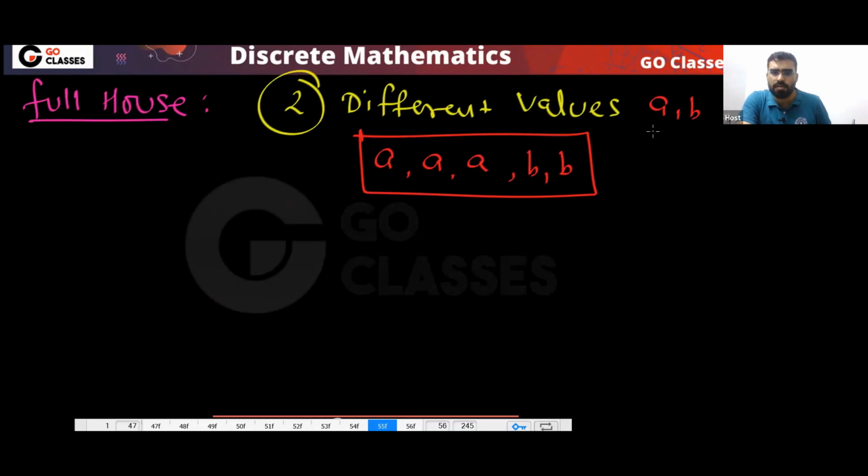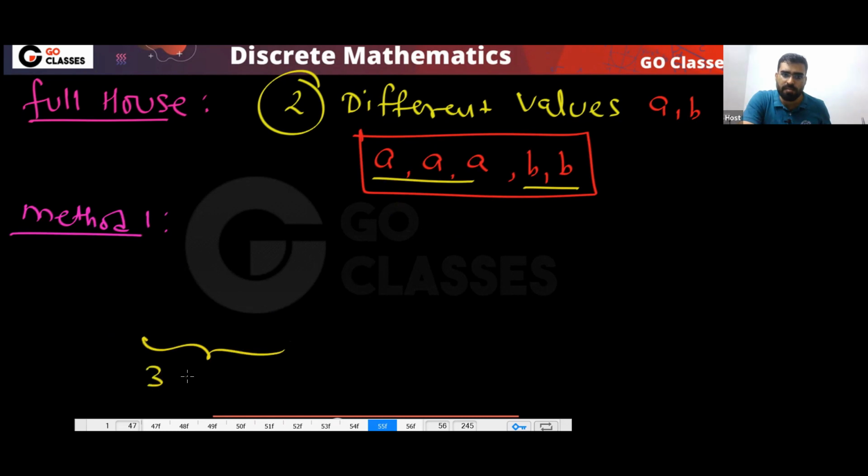So method 1. First you decide who is going to be the three values. Who will be the three cards? Means three cards of a value, so who will be that card?